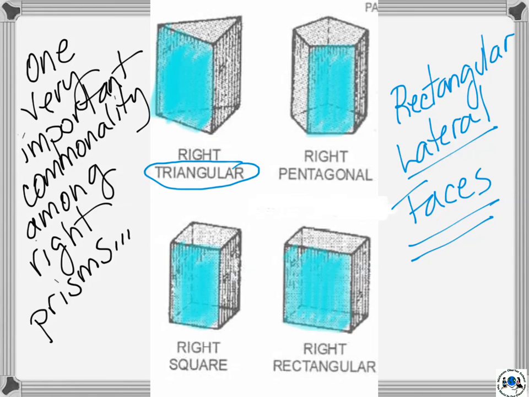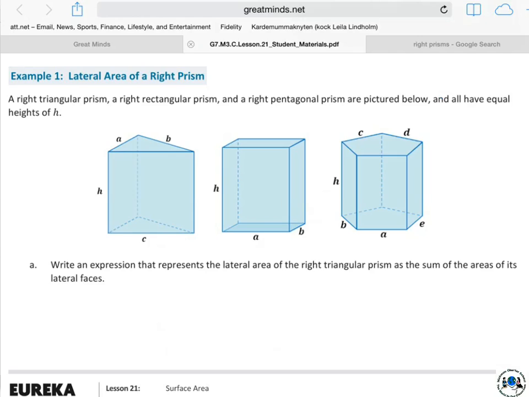Okay, so right triangular prisms are going to have all rectangular lateral faces, but it's going to have triangular bases. It has two bases, one on top, one on bottom. Right pentagonal, same idea, all rectangles as lateral faces, but the two bases are pentagons. Okay, so here we go.